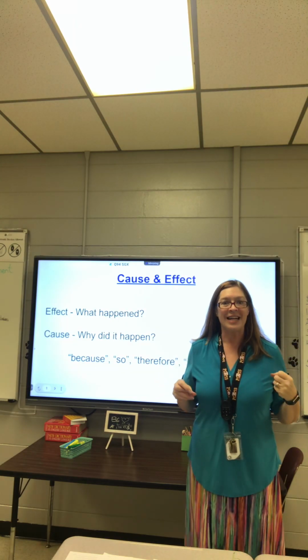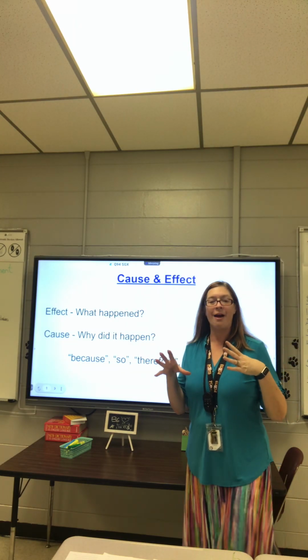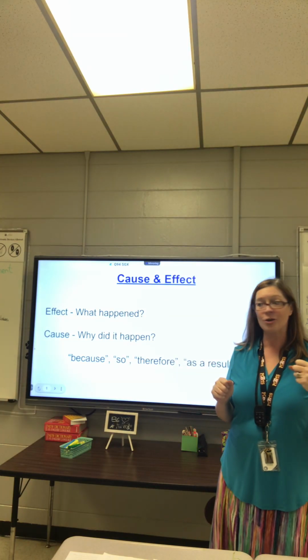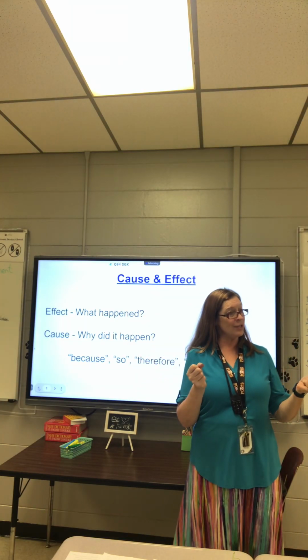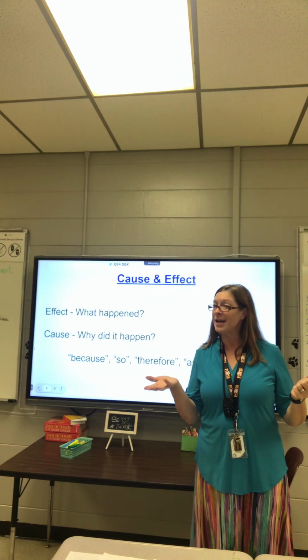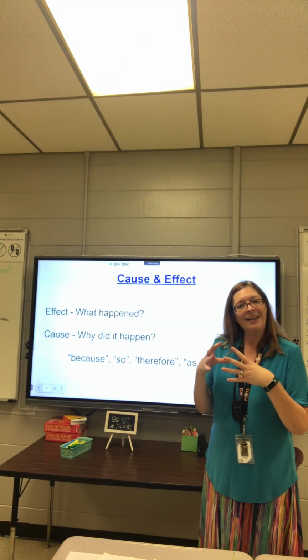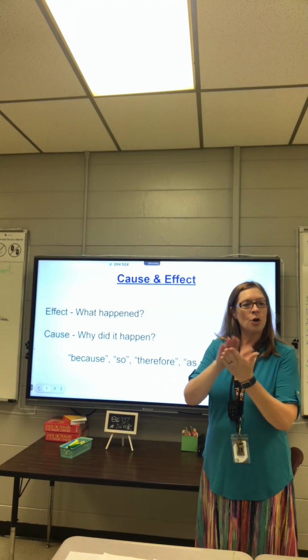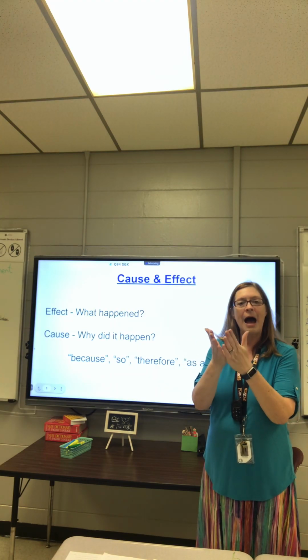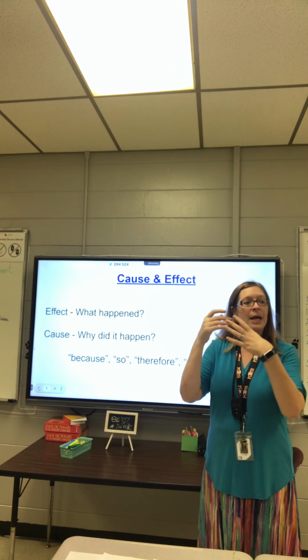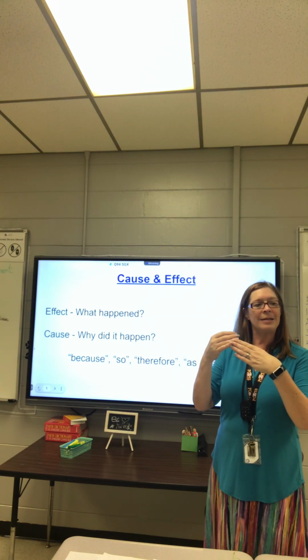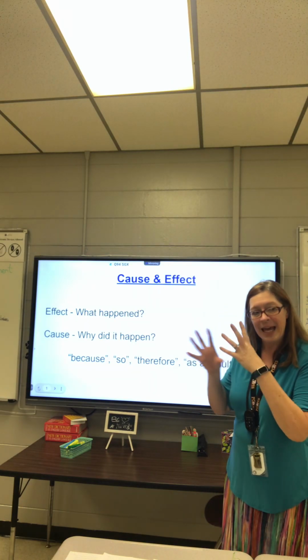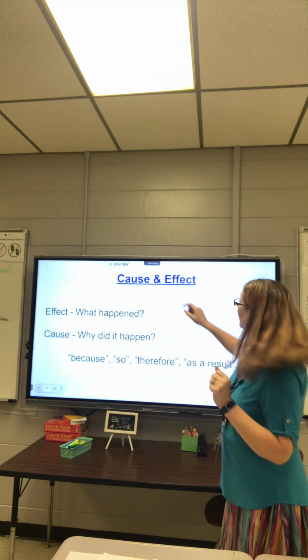So today we're going to dig into something really fun. It's a way of analyzing informational texts. Okay, we've had conversations about what an informational text is, so we're going to really analyze them. And how we're going to do it is we're going to determine and analyze how an author organizes their text and creates meaning through cause and effect, okay?